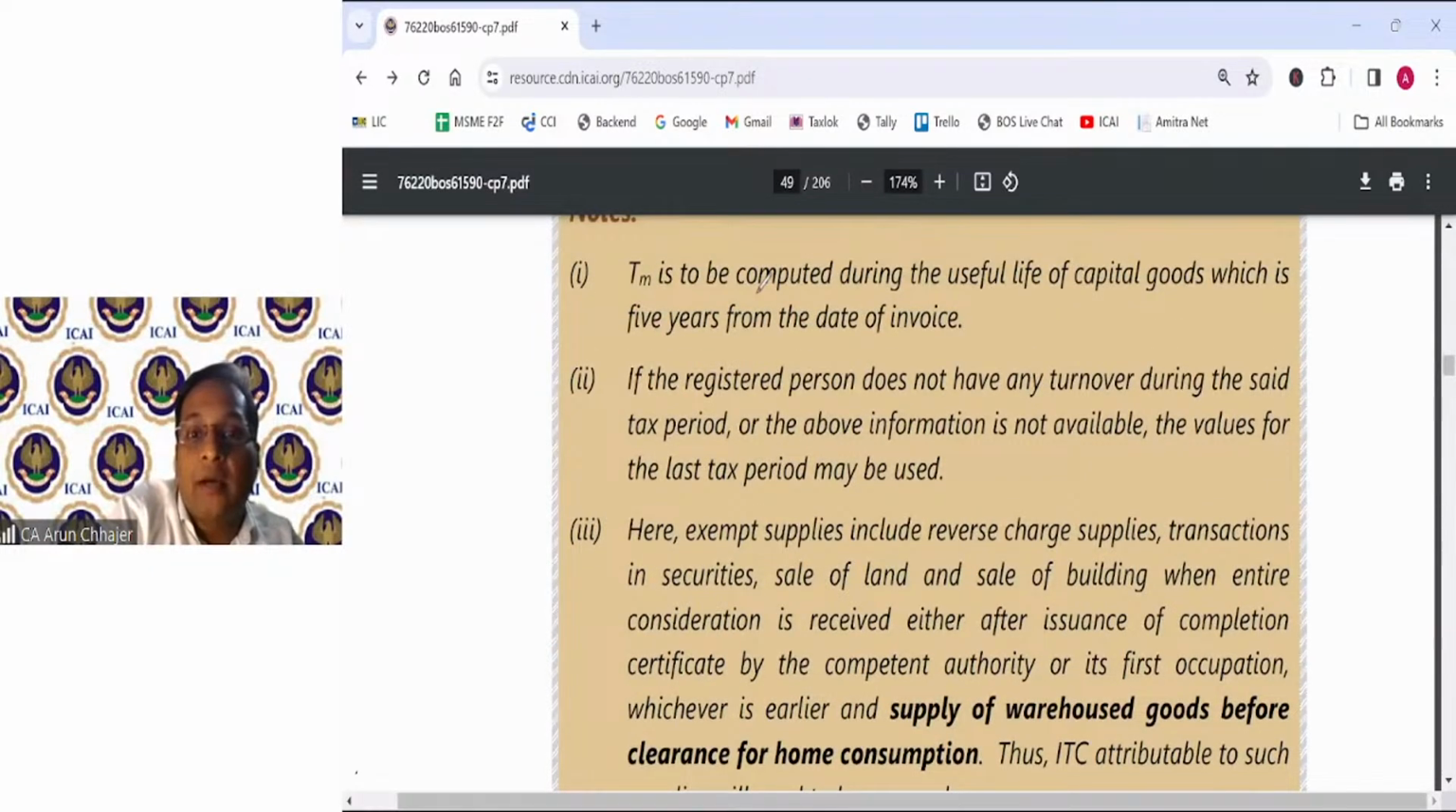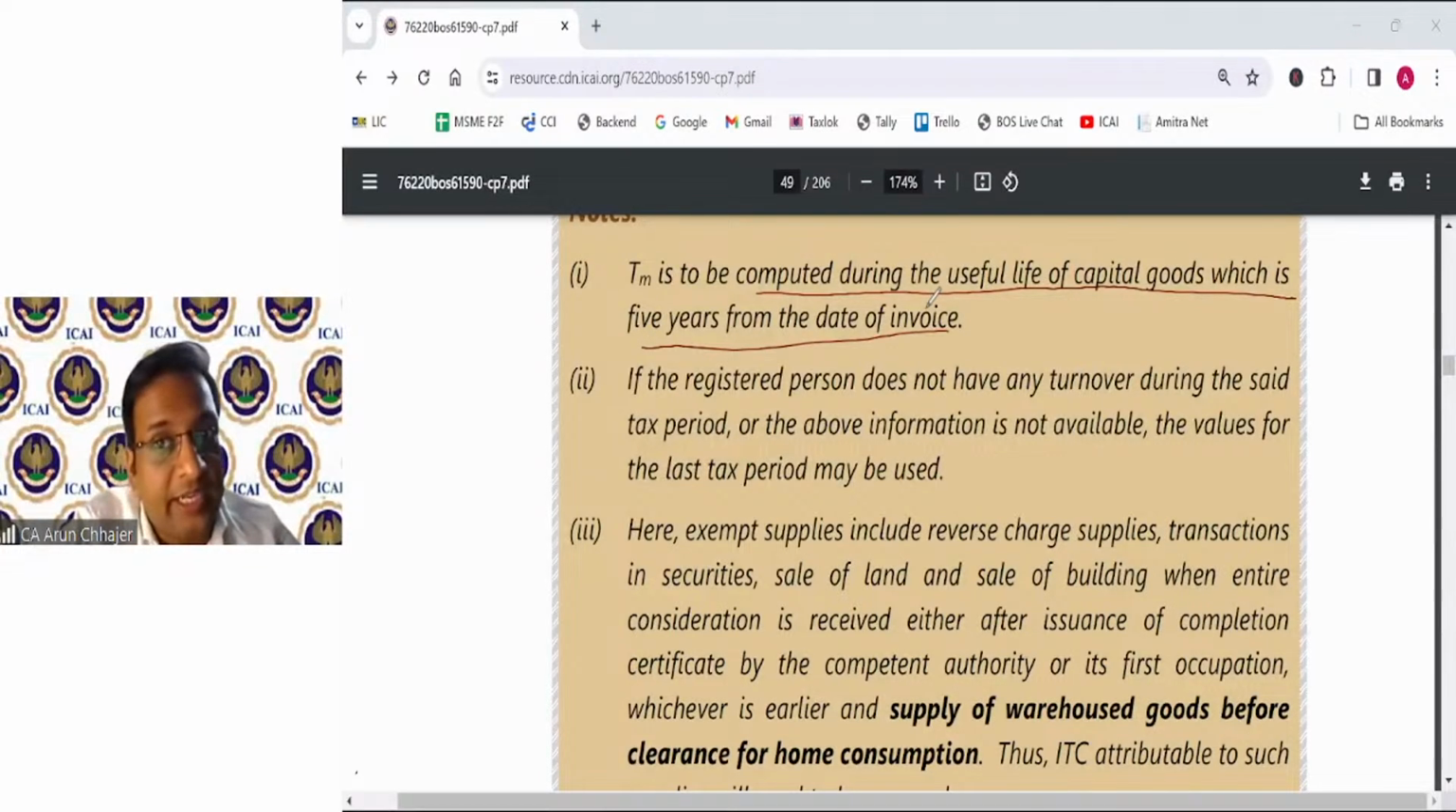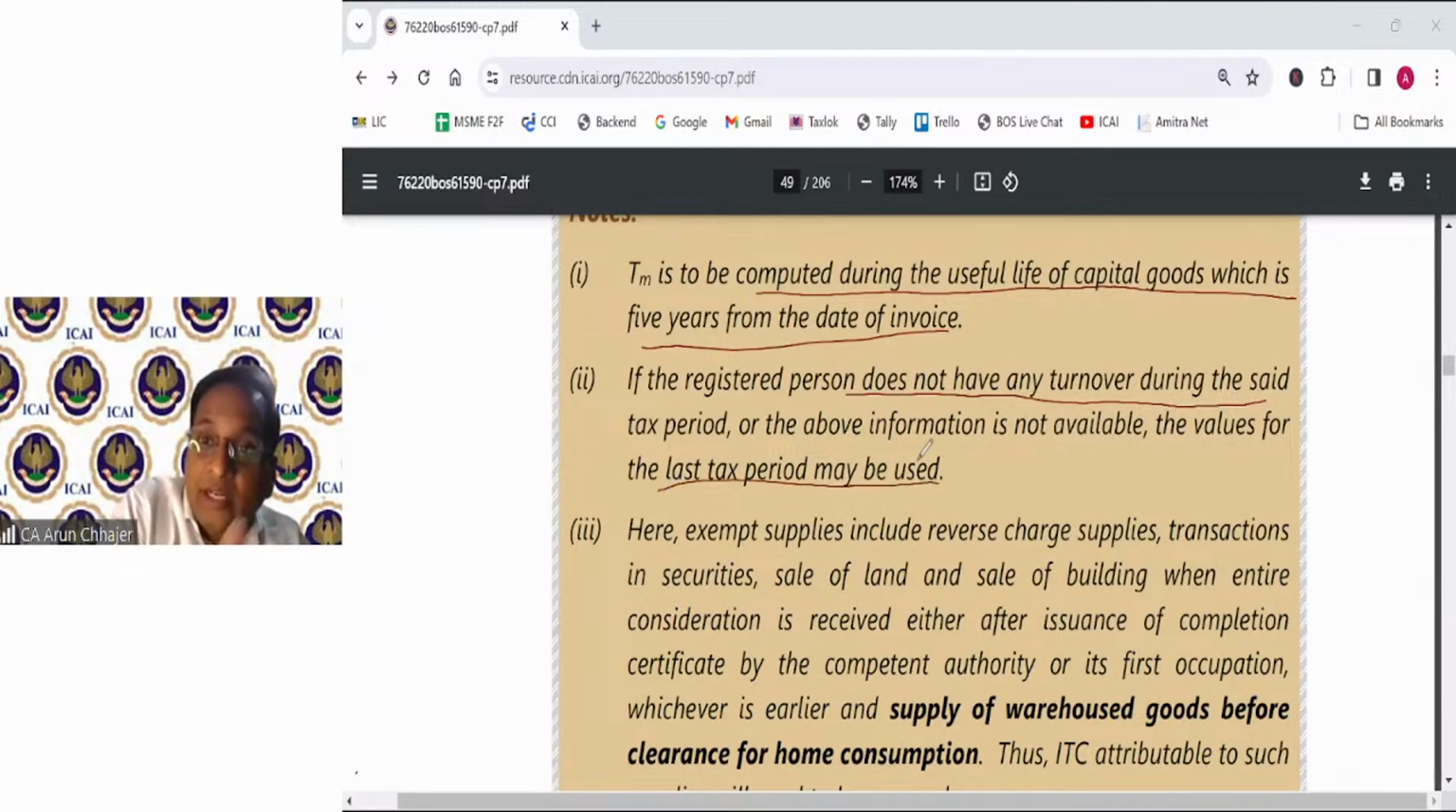TM is to be computed during the useful life of the capital goods, which is 5 years from the date of invoice. If the registered person does not have any turnover during the said tax period, the value for the last tax period may be used.